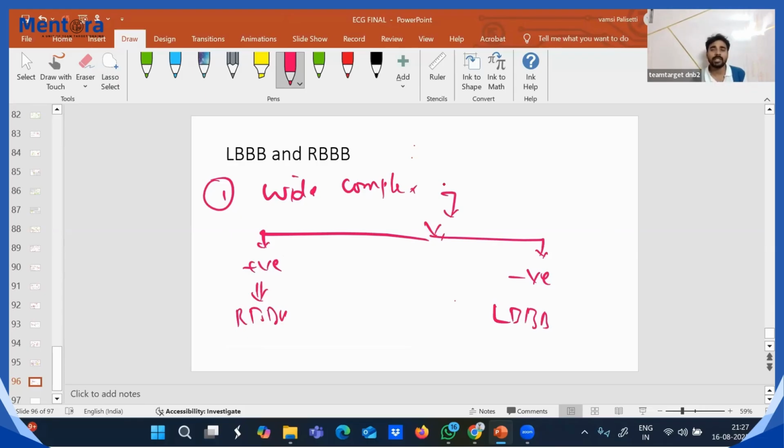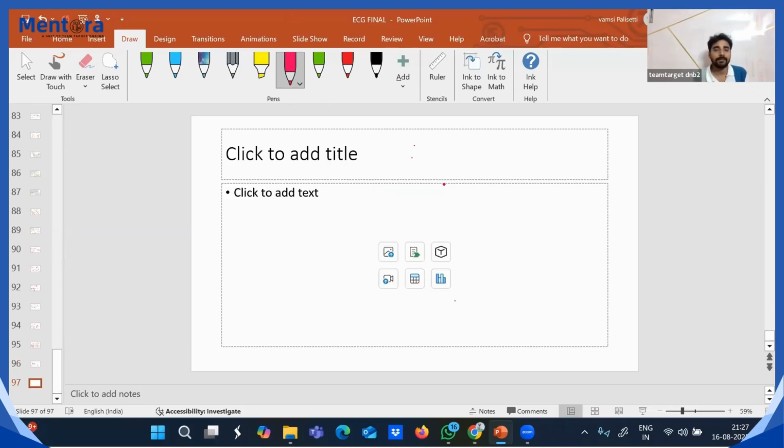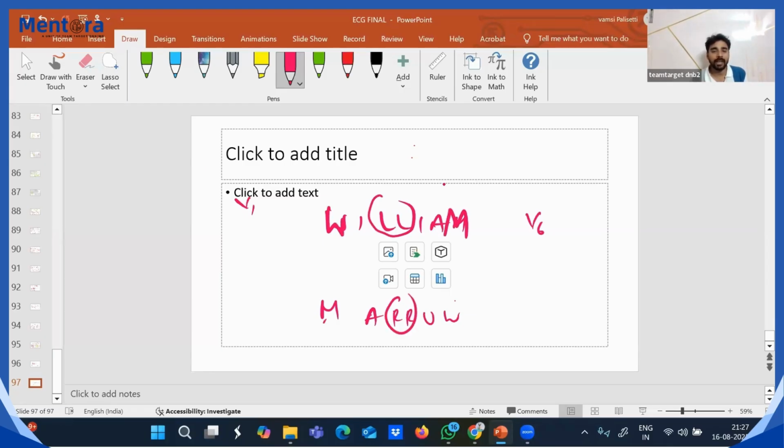Okay, this is what they say, like William Marrow. I think you remember William Marrow. They used to give a mnemonic in childhood. William Marrow. This is V1. This is V6. Okay, in LBBB, V1 has negative, V6 has positive. Similarly, in RBBB, V1 has positive M, V6 has double M.